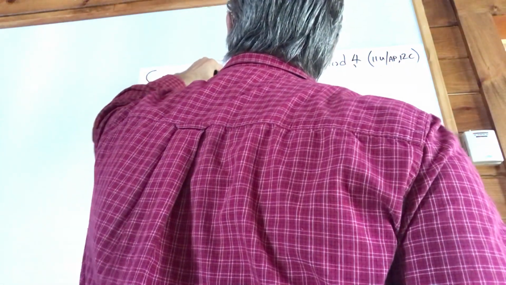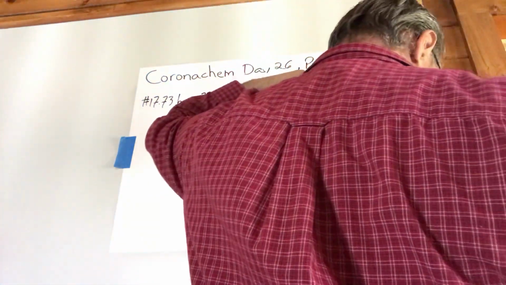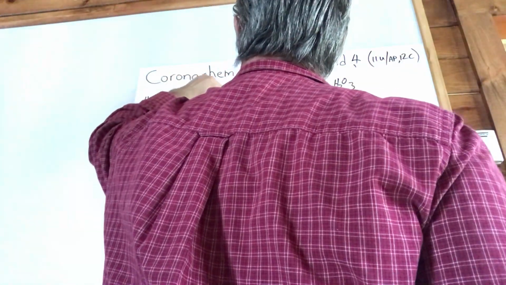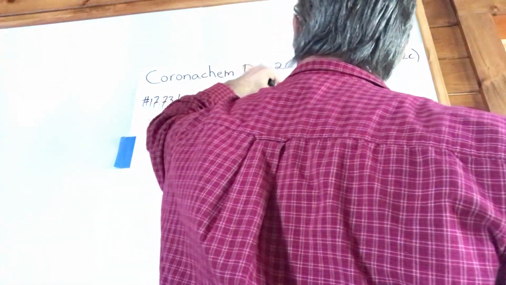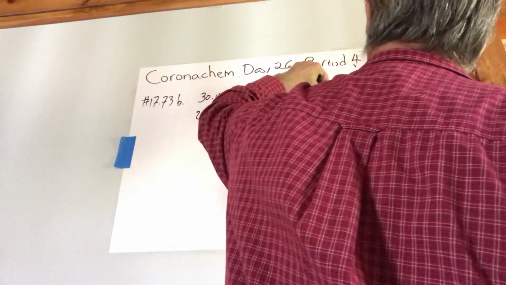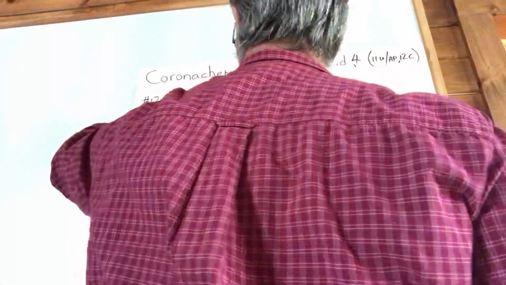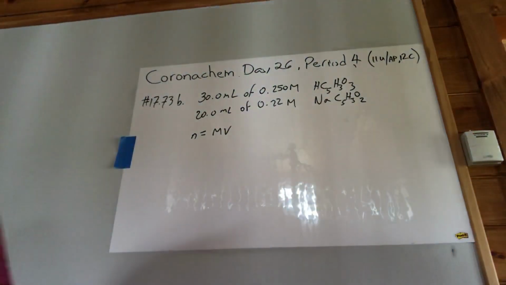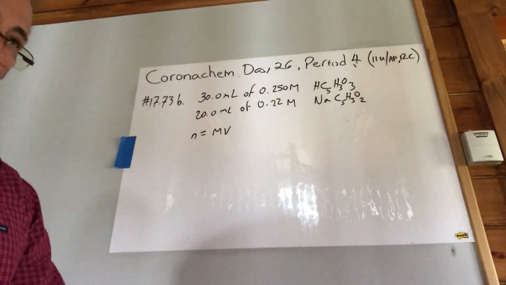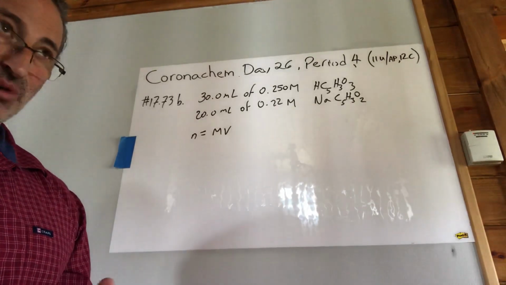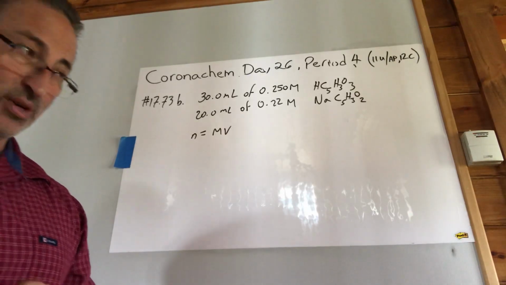Part B. 30 milliliters of 0.25 molar furoic acid and 20 milliliters of 0.22 molar sodium furoate, NaC5H3O3. So what you do is you say n is equal to MV. Just find the number of moles. Both numbers of moles are going to be put into the same solution. So whether you come out as a concentration or as a number of moles, the ratio of acid to conjugate base is going to be the same.